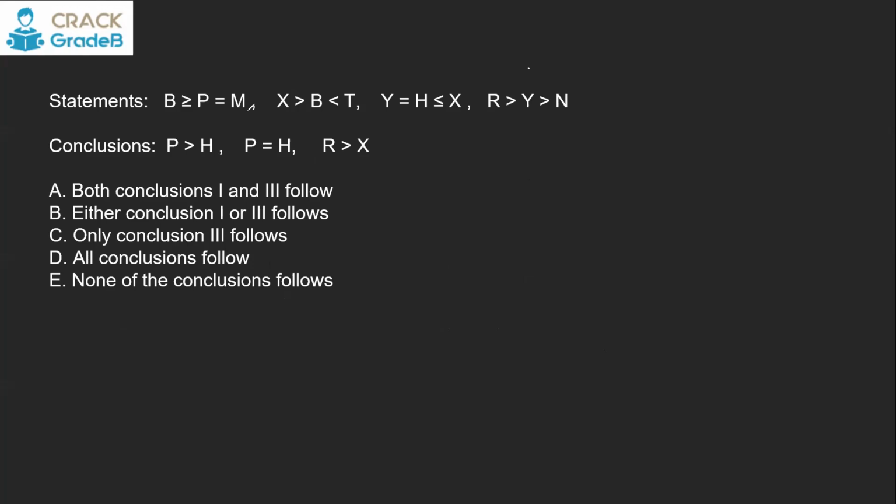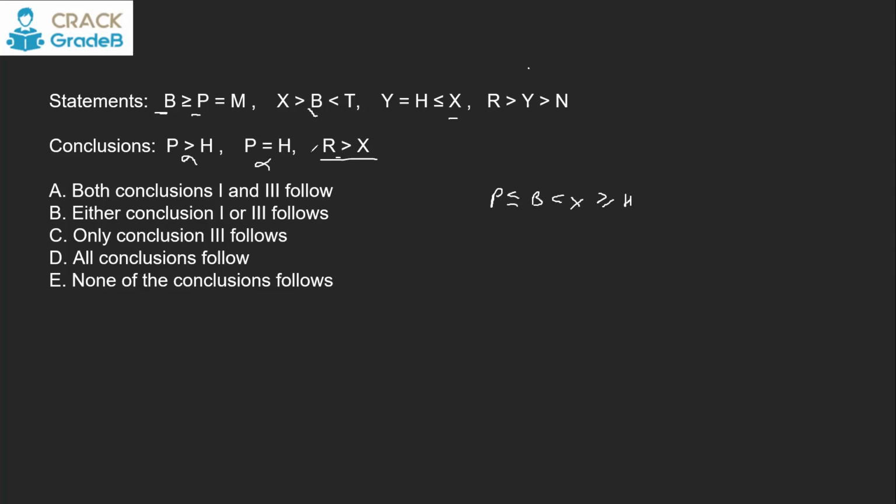We have to form relation between P and H. P is here. The common factor is B. The common factor is X and then H. So P is less than equal to B. B is less than X. X is greater than equal to H. So here also there is a contradiction. So this relation is not true. So this is also not true.